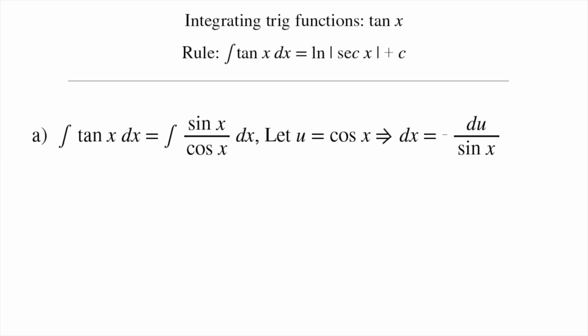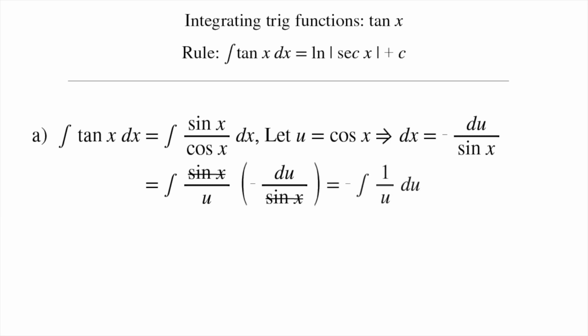So we replace the cos x with u, and the dx with minus du over sin x. We'll take this minus sign outside the integral and cancel these two sin x's. So we now have minus the integral of 1 over u du. This is a standard integral, and the result is the natural log of mod u plus a constant of integration c, but with a minus in front of the log since we had a minus in front of our integral.